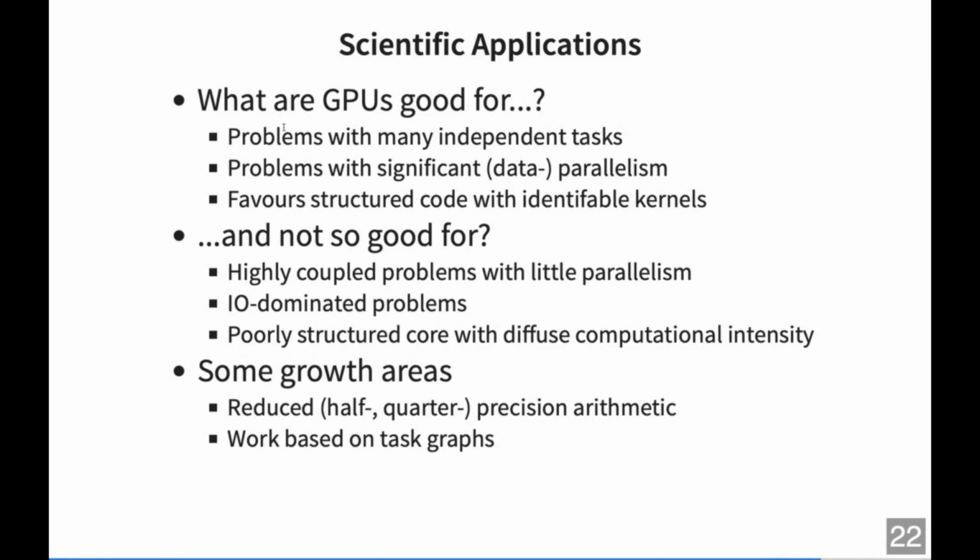There's been quite a bit of work recently in CUDA in particular on representing problems as graphs and executing graphs, but I'm not going to say too much about that in this course.